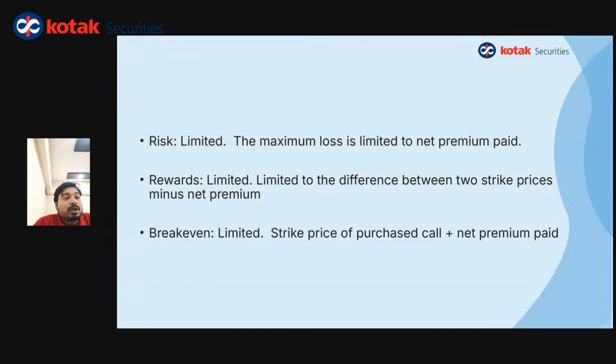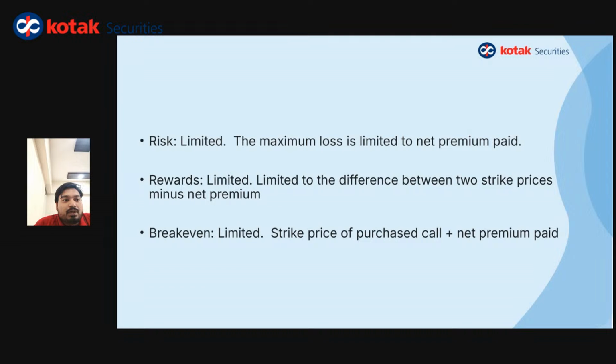What are the rewards? Now the rewards are also limited. They are the difference between the two strike prices minus the net premium. Let's say for crude oil, the two strike prices you choose are at a difference of 200 points. So 6,500 and 6,700, 200 difference minus the net premium. In this case, you have paid a premium of 70 rupees, so minus that, around 130 would be your maximum loss. I'm sorry, maximum profit. So rewards are limited and the risk is also limited.